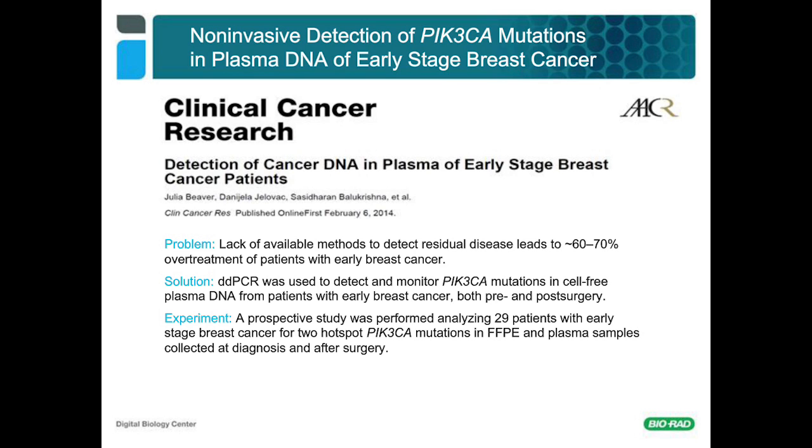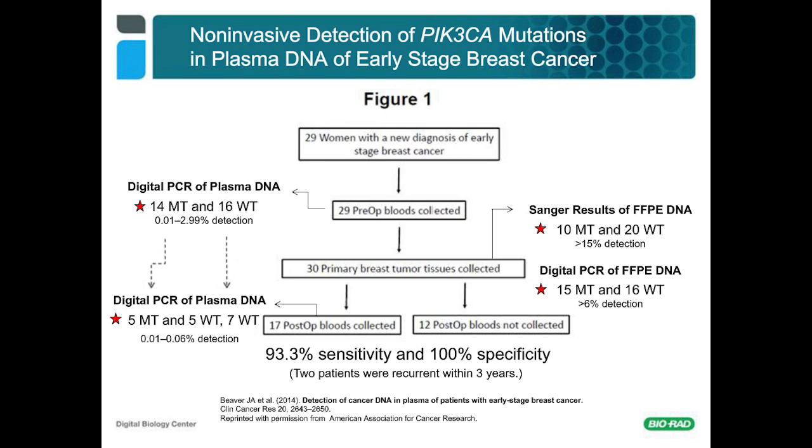Our collaborator at Johns Hopkins was interested in studying plasma markers in early-stage breast cancer patients, focusing on the PIK3CA mutations. Typically, patients with early-stage disease have surgery to remove the tumor, then chemotherapy. However, 60 to 70% of patients that are treated with chemotherapy when surgery alone would have cured them. This investigator would like to identify those patients. So 29 patients were enrolled in a prospective study.